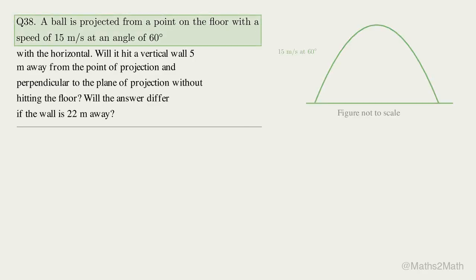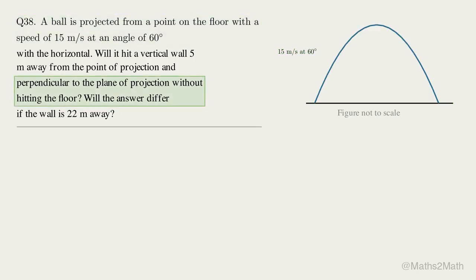Question 38. A ball leaves the floor at 15 meters per second, 60 degrees up. A vertical wall stands 5 meters away. Does it hit the wall in the air? And does the answer differ for a wall 22 meters away? What does this mean? Compare each wall distance with where the ball is still airborne.